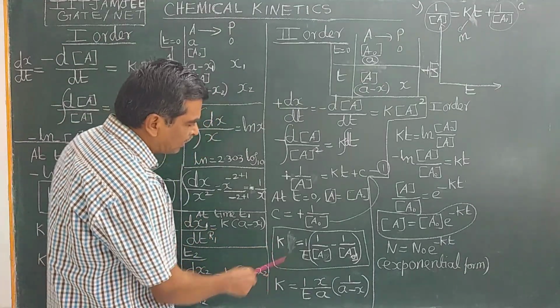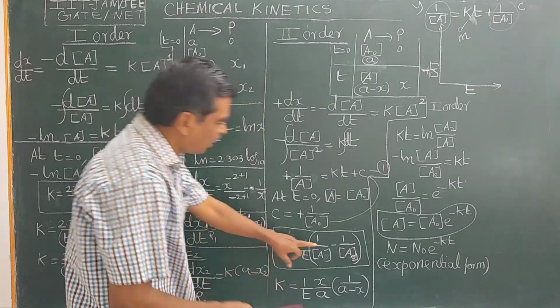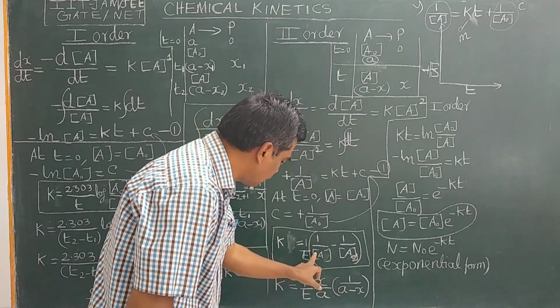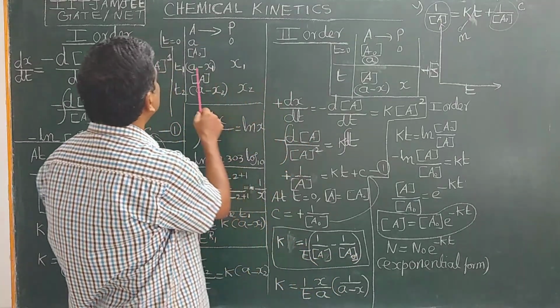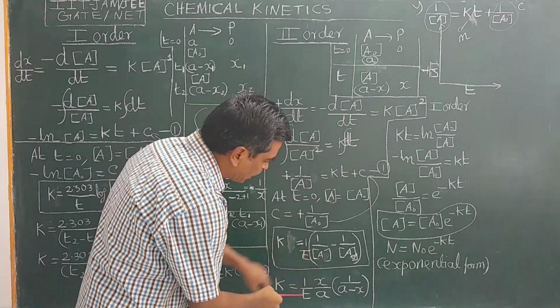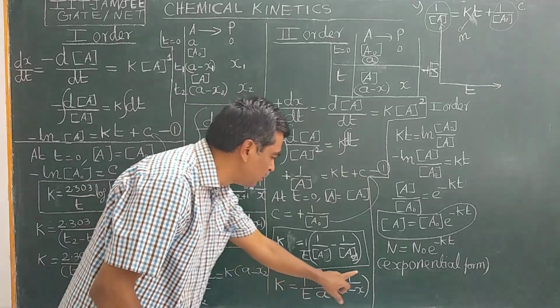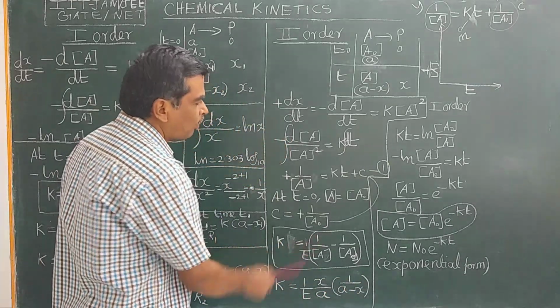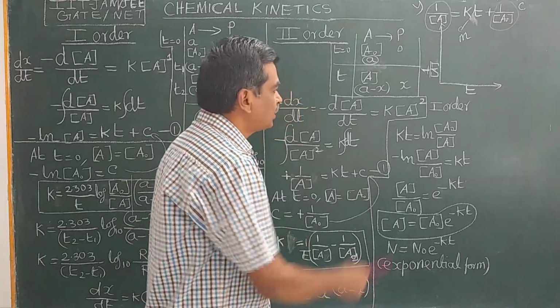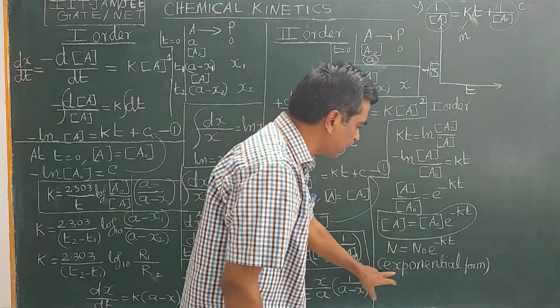In terms of concentration, A is written as a minus x, so you substitute here. This is normally given in your textbook. This is one form of the expression. And let us represent the first order in exponential form.